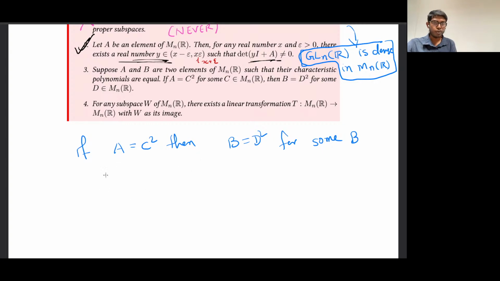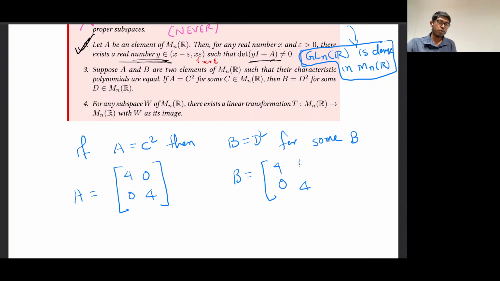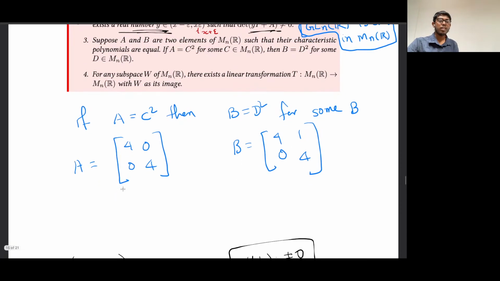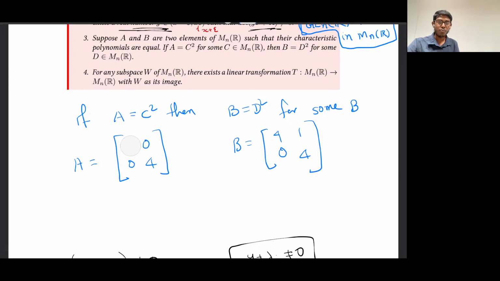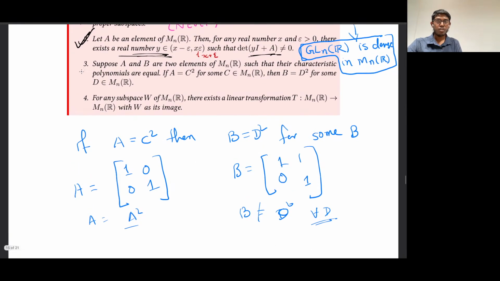So this is of course false. I'll take A equals the matrix 4, 4, 0, 0 and B equals 4, 4, 0, 1. Actually, why go to 4, 4? Just take 1, it's easy to tackle: 1, 1, 1, 1. So option 3 is false, because A is equal to C square, but B is not equal to D square for any D. And this you can check, it's not difficult to check. This option is false.